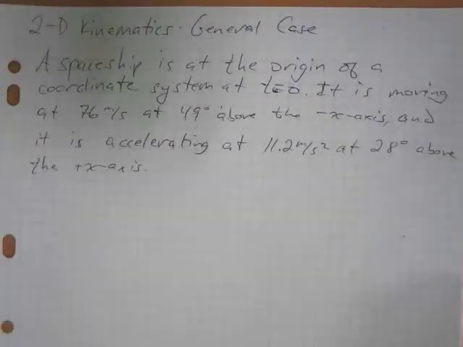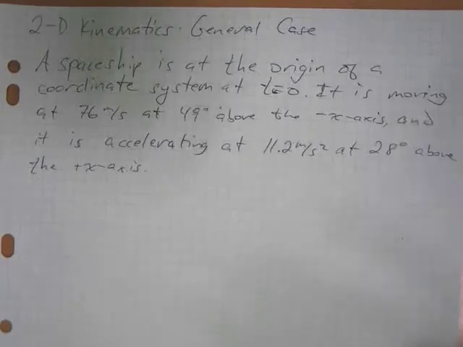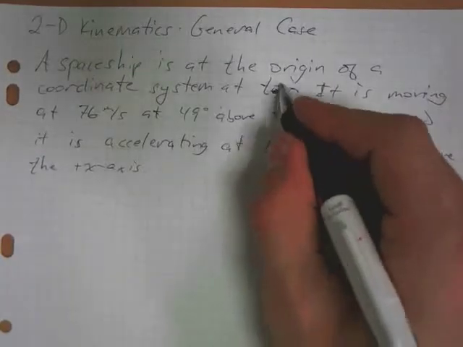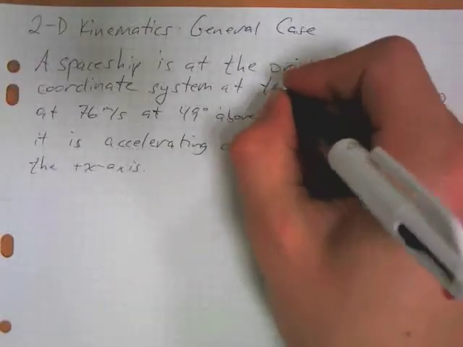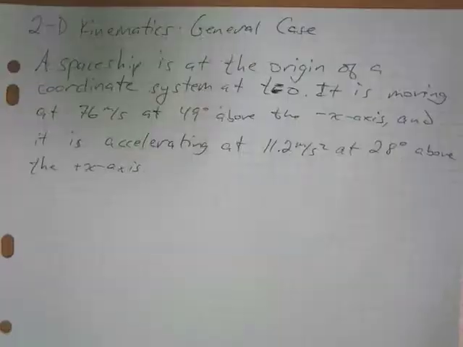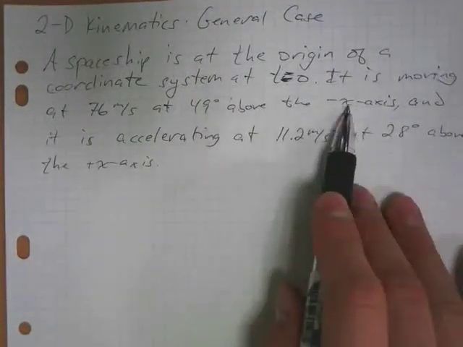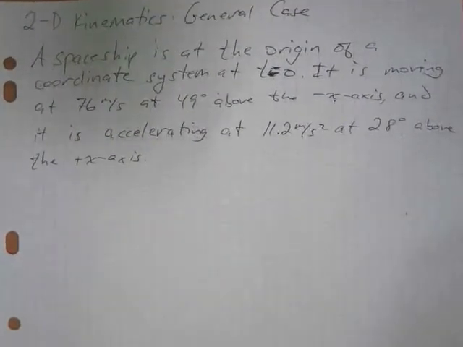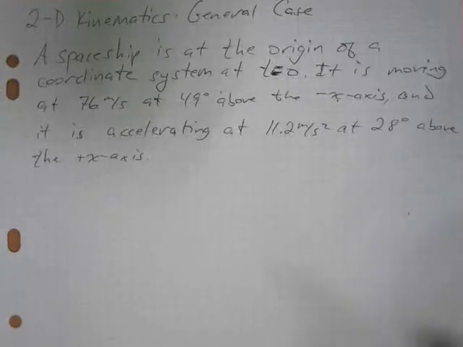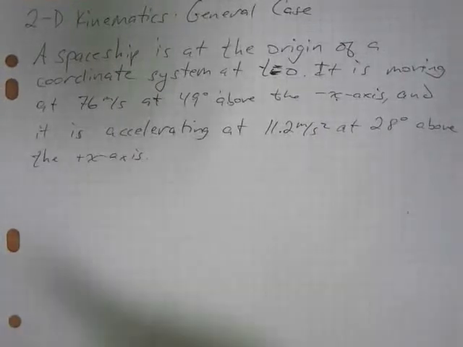We can also get really general to a problem that isn't even projectile motion, but is still a 2D kinematics problem. And here we have a spaceship that's at the origin of a coordinate system at t equals 0. It is moving at 76 meters per second at 49 degrees above the minus x-axis, and is accelerating at 11.2 meters per second squared at 28 degrees above the plus x-axis.